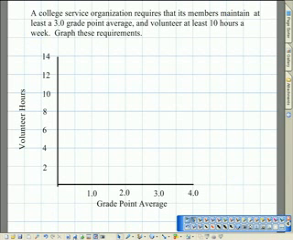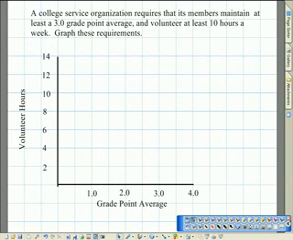A college service organization requires that its members maintain at least a 3.0 grade point average and volunteer at least 10 hours a week. Graph these requirements. Now, my first question to you is, why do I only have the first quadrant? I still have an x and y axis. That's right. No such thing as negative hours, correct? Or negative GPA. Although I've had some students come close to negative GPA.